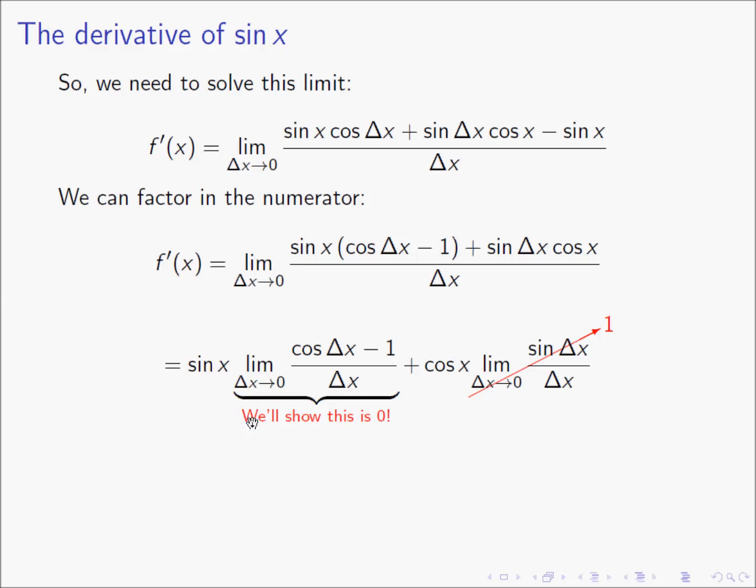So what we're going to do now is to show that this limit equals 0. Once we prove that this limit equals 0, we'll have that this term will be 0, because it's sine of x times 0, that's 0, plus cosine of x times 1. So the derivative will be simply cosine of x. So what we need to do now is to prove that this limit equals 0.